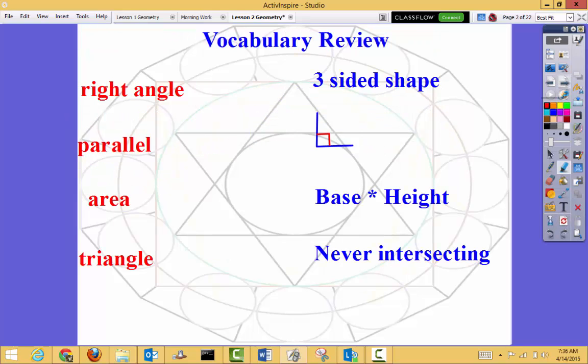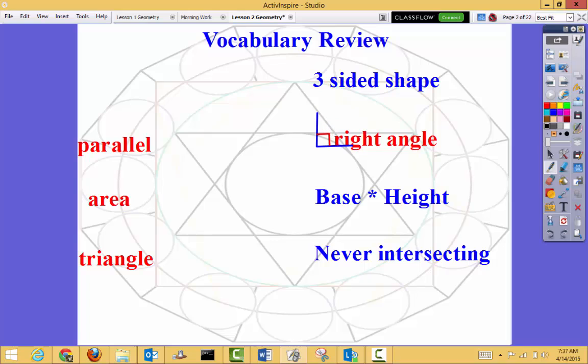Alright, let's look at our review from yesterday. So we have right angle, parallel, area, and triangle. Where are these words on the left going to be matched up with definitions on the right? Where do you think right angle is going to be matched up with? Right angle means 90 degrees. So it's going to be matched up with anything that has this little line right here.